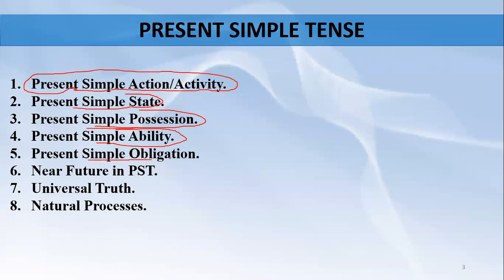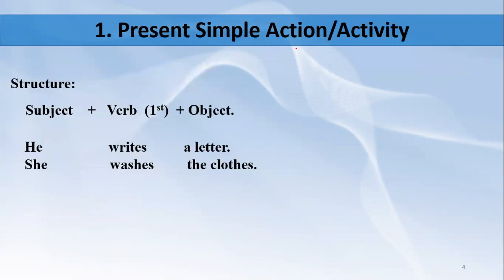For describing our obligations, our responsibilities and duties, for describing near future in the present simple tense, like activities which we'll be doing in the near future. For describing universal truths, and for describing natural processes. So let's talk about all these things and the various grammatical structures used in the present simple tense to describe all these things. Starting with the first one, present simple action or activity, and this is what you have been studying since your childhood in your school, college.